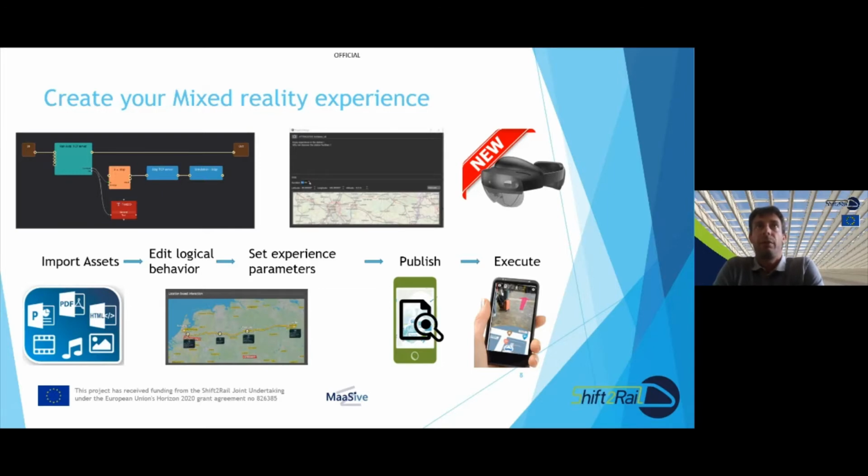Then some experience parameters must be set. So basically, where the experience must be provided to the traveler, how long the experience is during, the description, splash screen, and some information. All these parameters are used by the travel companion application to filter and propose the experience to the user or the traveler. And finally, the experience can be published and the traveler can execute it on his device, whatever it is, a phone or augmented or mixed reality glasses. Next slide, please.